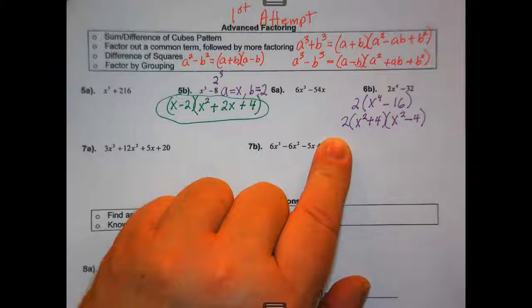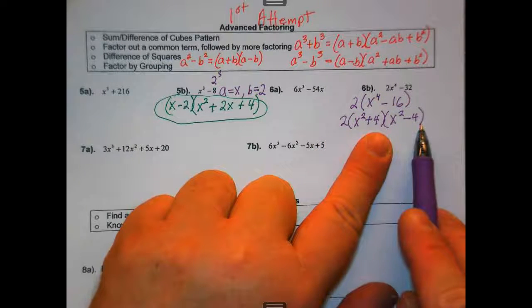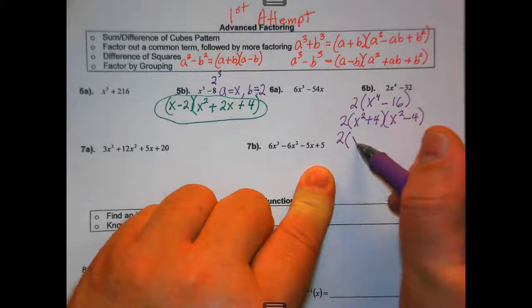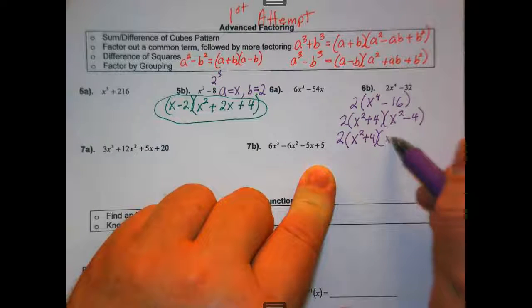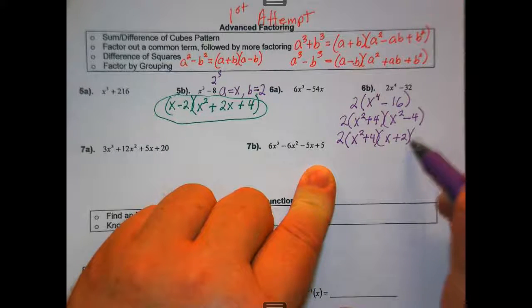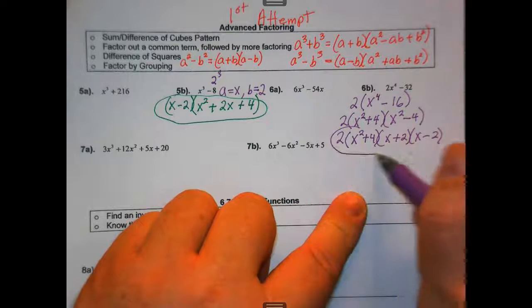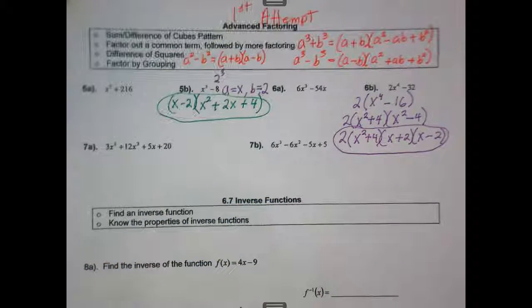Now, we still have another difference of squares here, don't we? So I can actually take this a step further. This is x plus 2 and x minus 2. Questions?